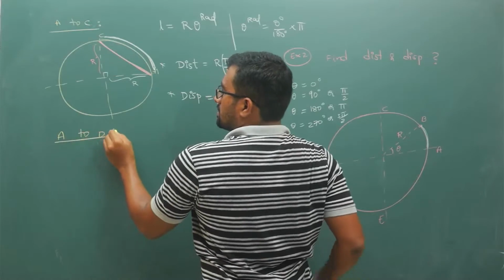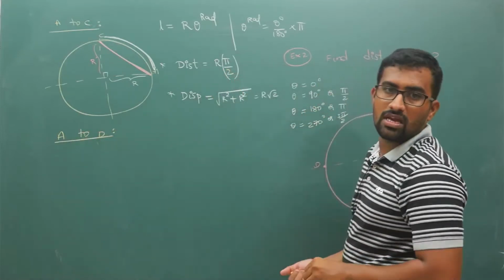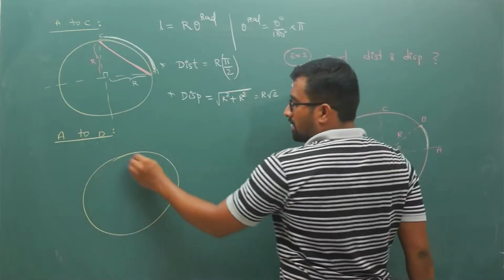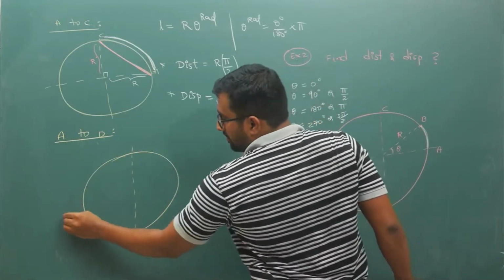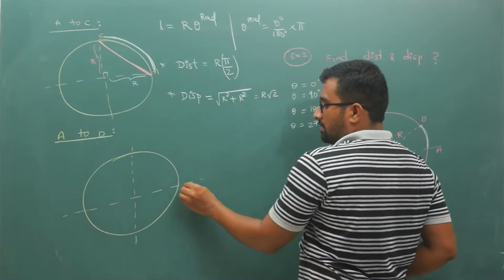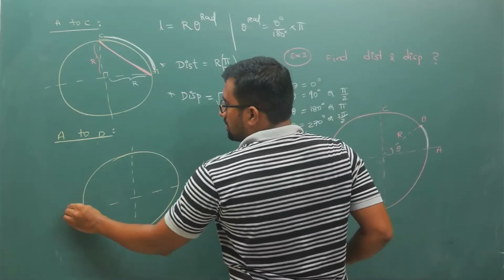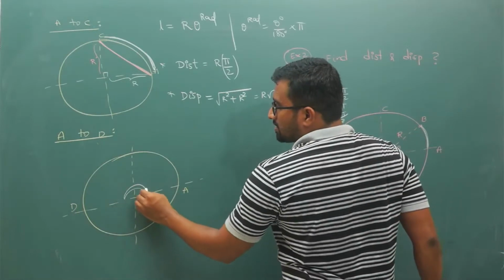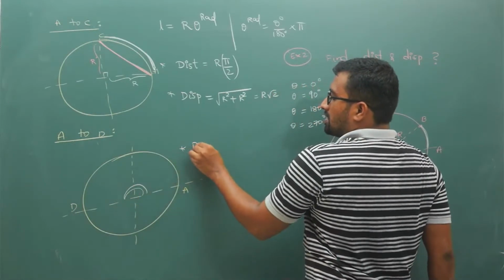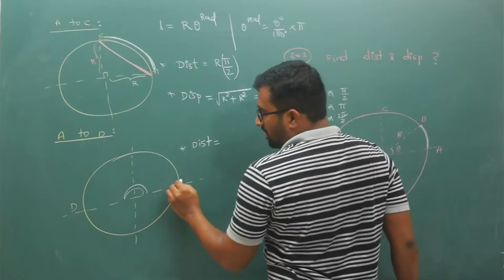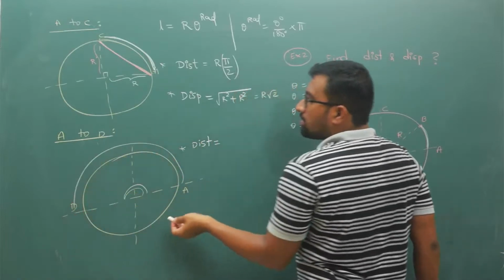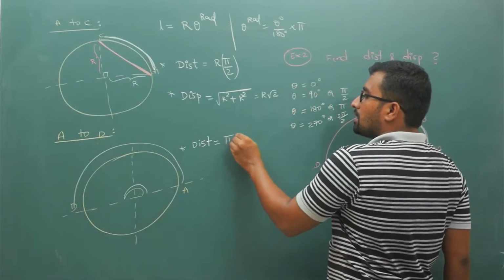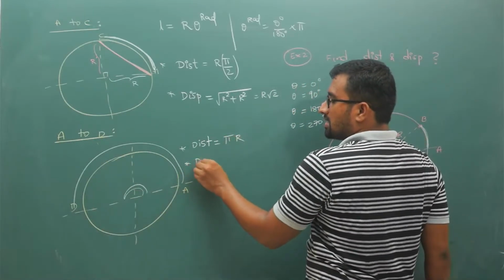Next, coming to the next part, if you are doing the same from A to D. Now from A to D, this is A, this is D. From A to D, this angle is 180 degrees. So your distance is the total length of arc. Total circumference is 2 pi r. Half of it is pi r. So pi r is your distance.